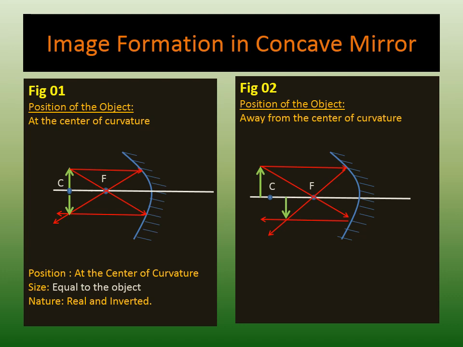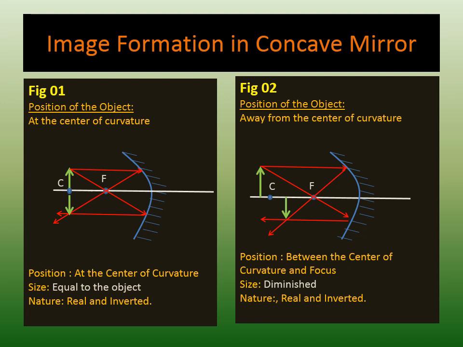This image is diminished. That means it is smaller than the object, and this is the description of the image. The position of the image is between the center of curvature and the focus, and the size of the image is diminished. Obviously, the nature of the image is real and inverted. These two figures are important for you. We are now going to discuss the next slide.